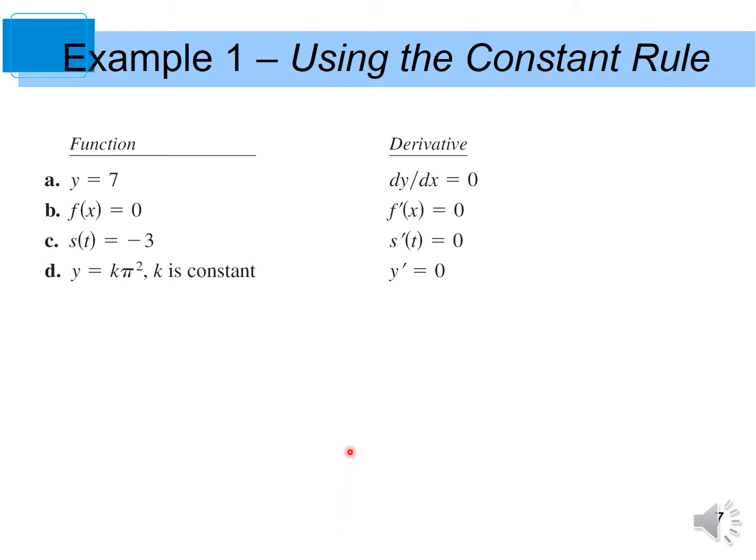For the first example, let's say the function y equals 7. So dy/dx is equal to 0. And f(x) equals 0, so f prime of x equals 0. And look at the last one, y equals k pi squared, where k is a constant. So y prime is equal to 0.